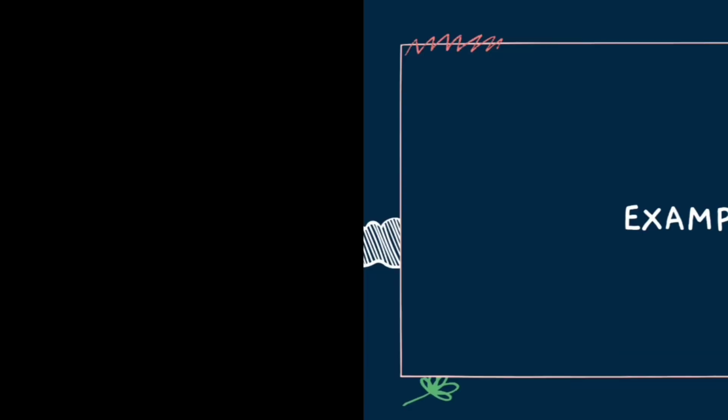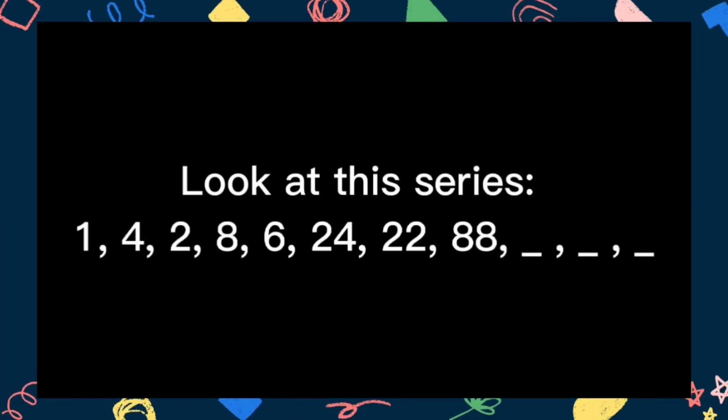So the next number that is missing here is 25. This is the answer. Example 3. Look at this series of 1, 4, 2, 8, 6, 24, 22, 88, and 3 unknown numbers. As you can see in the series, it is neither in ascending nor descending order. This could be a pattern combining two logics. The first step is to find their differences.